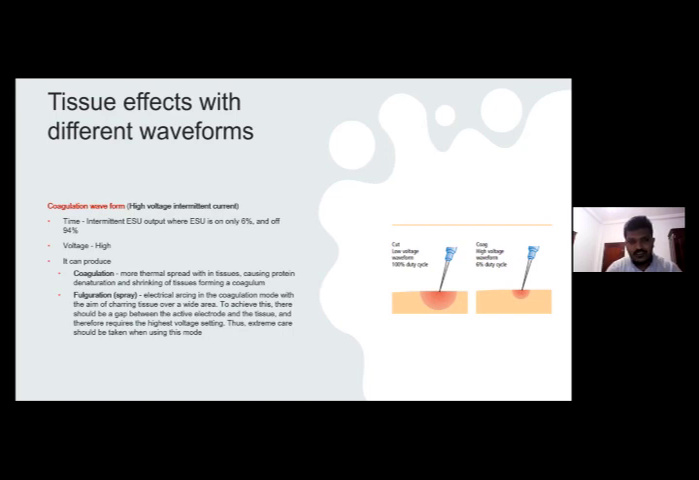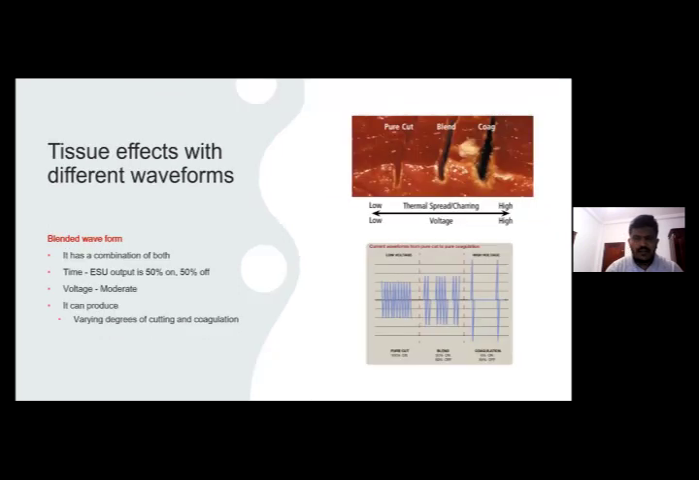In coagulation mode, we can cause spotting, denaturation, and shrinking of the tissue, forming coagulum. But in the fulguration or spray mode, we keep the active probe a little bit away, which causes electrical arcing and charring of the tissue over a wide area, which we can use especially in partial nephrectomies. Apart from that, we can use the blended waveform, which is a combination of both. The voltage will be moderate, so it can produce a varying degree of cutting as well as coagulation.